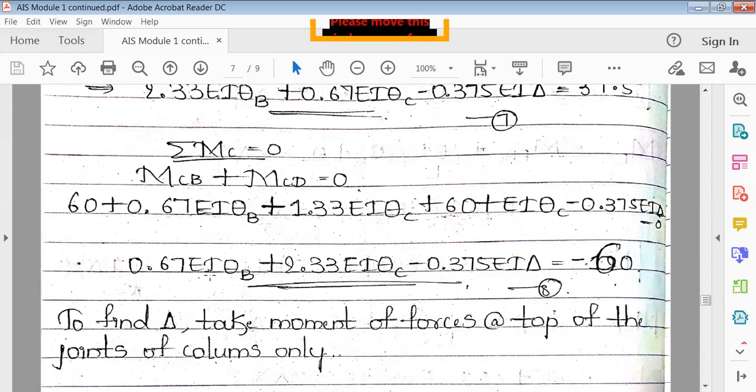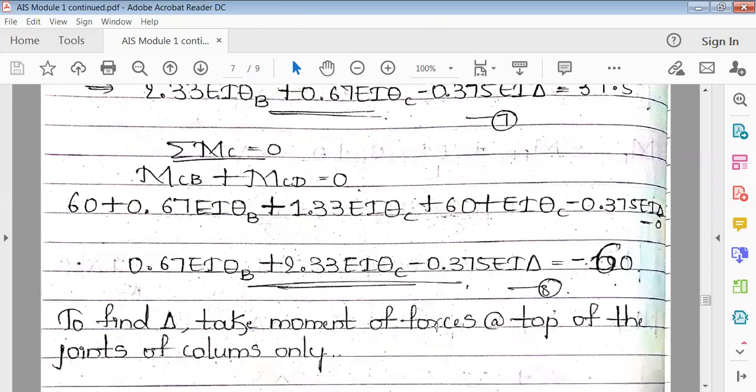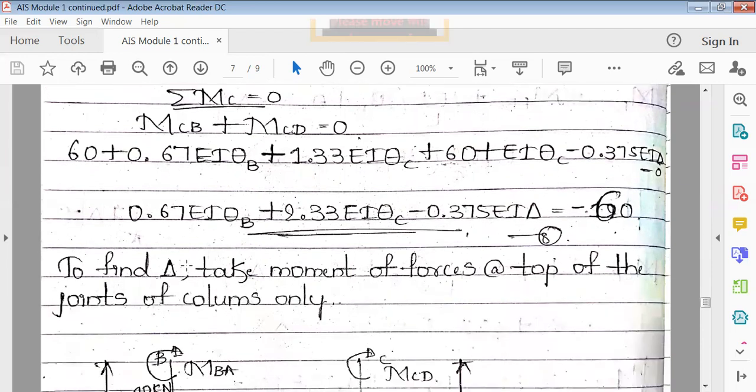So, you can see here, there are 1, 2 and 3 unknowns. Okay, but the equations we have to solve this are only equation 7 and 8. So equations are only 2, but unknowns are 3. That's why we need to find another equation. We need to form another equation to find the third unknown factor. Okay, so now to find delta, delta would be the sway displacement.